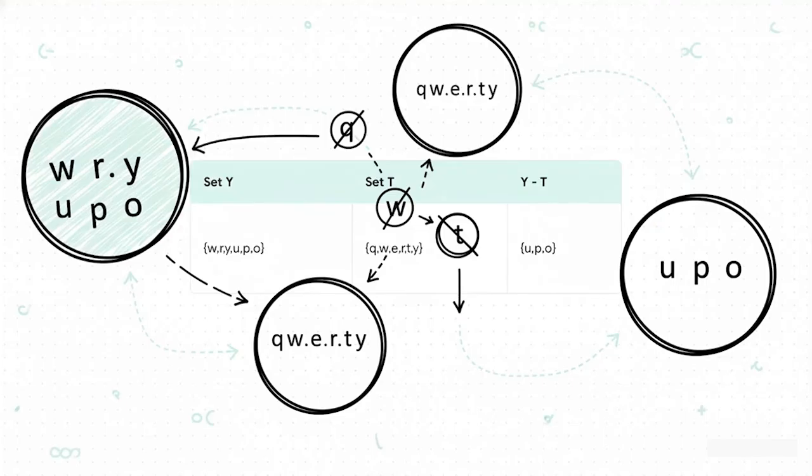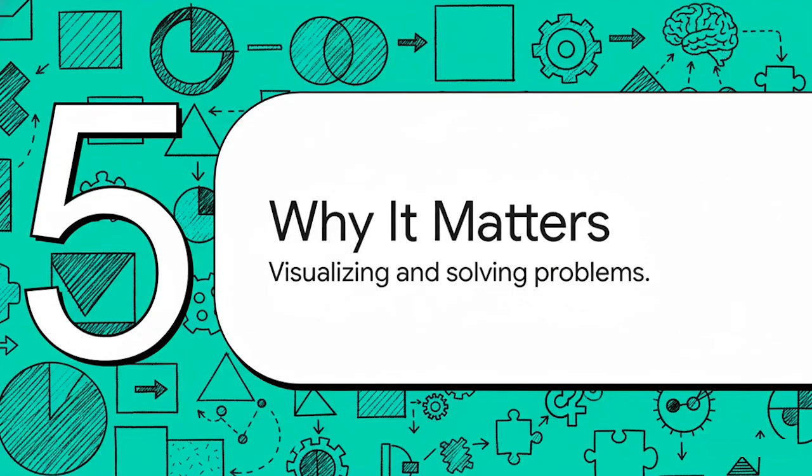Okay, check this out. We're doing set Y minus set T. So we start with all the letters in Y. Then we look over at set T and we remove any letters that are also in Y. In this case, that's W, R, and Y. So what are we left with from our original set Y? Just U, P, and O. And that's our answer.